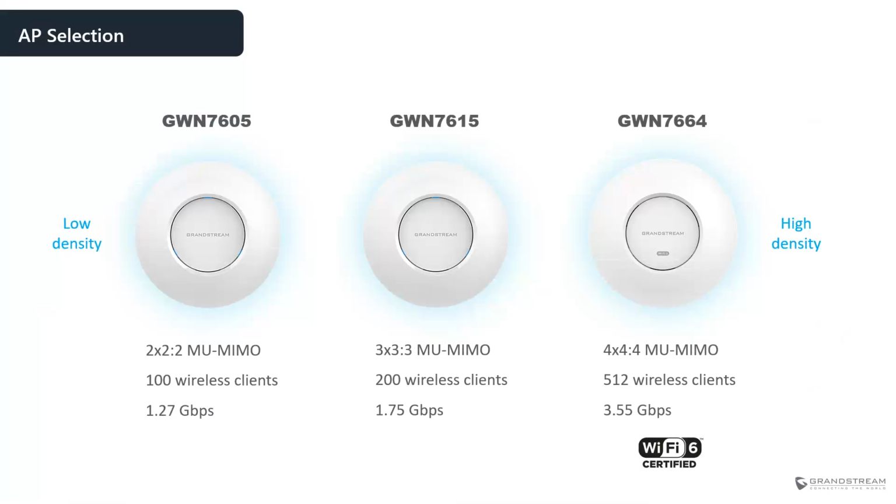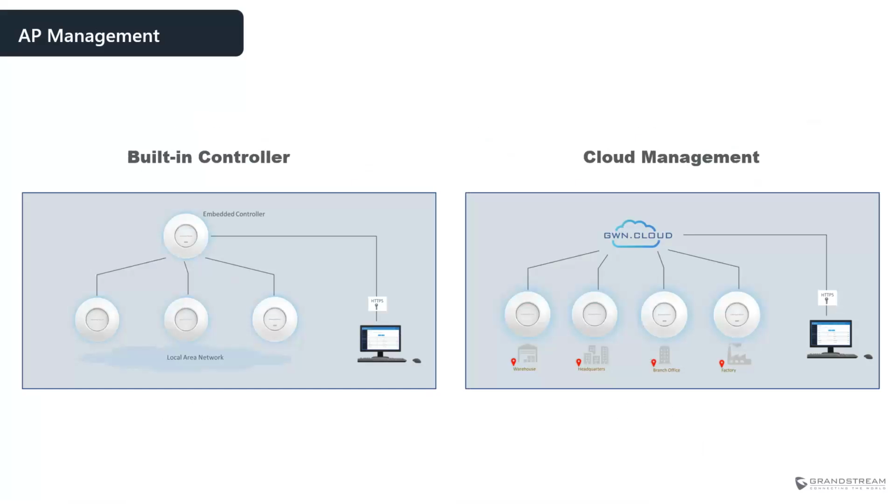You also want to look at whether you want to deploy Wi-Fi 6 access points or stick with the other standards like 802.11n and 802.11ac. Okay, so after you decide which models to use and how many access points you're going to need for your deployments, the next question would be, how do you want to manage these access points? Grandstream offers two options: local management and cloud management.